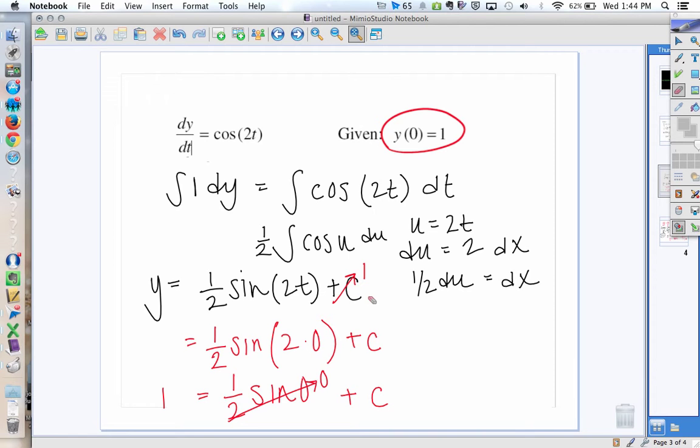Now, when you're given a particular solution, you are going to put those values in. So what that means is y of t equals 1 when t equals 0, so your function equals 1. Go ahead and replace t with 0. So you get 2 times 0, which is 0, and sine of 0 is 0. So this whole part, 1/2 times 0, all goes away to equal 0. So you get that c is 1. And then, of course, you're going to replace it in your final answer and have y equals 1/2 sine 2t plus 1.